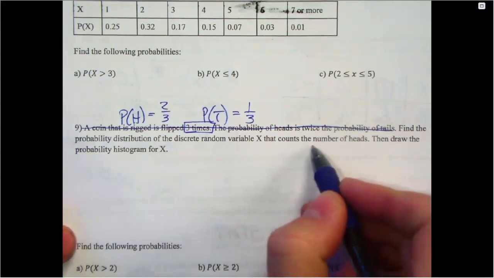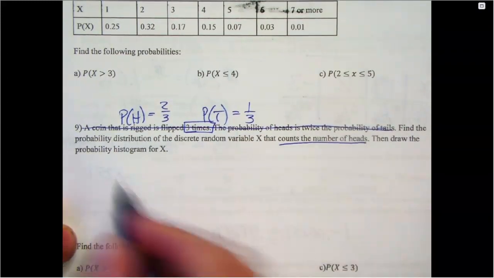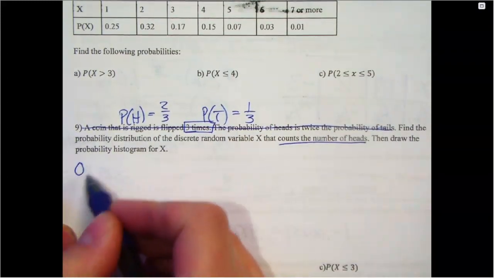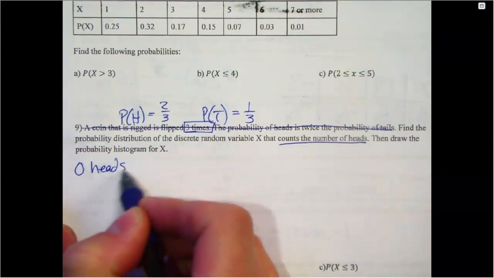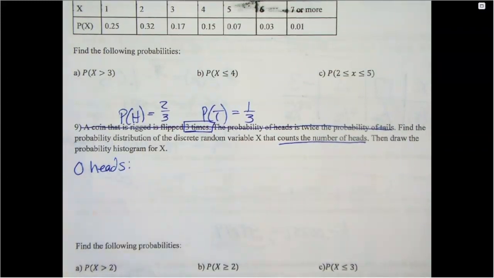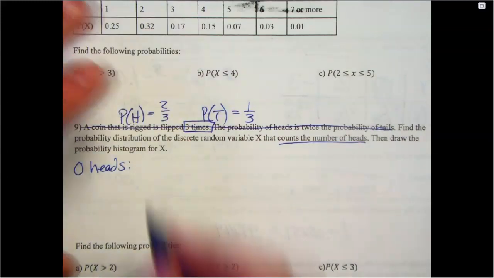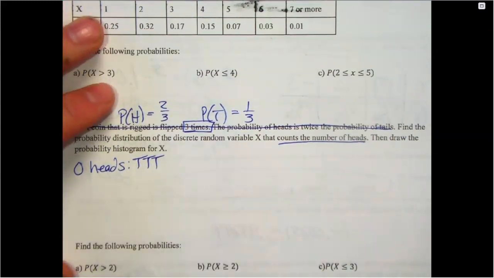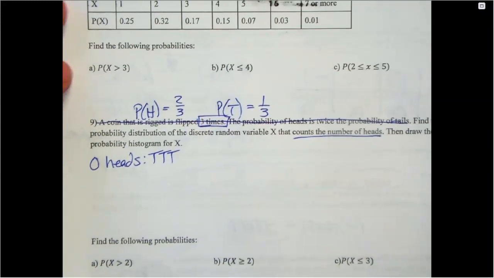So I want to count the number of heads. So if I have 0 heads, I flipped 3 times and got 0 heads. So what was the first flip? Tails. What was the second flip? Tails. What was the third flip? Tails. This means tails, tails, tails. That's really just like the top branch of your tree. This is a little shorter than the tree.